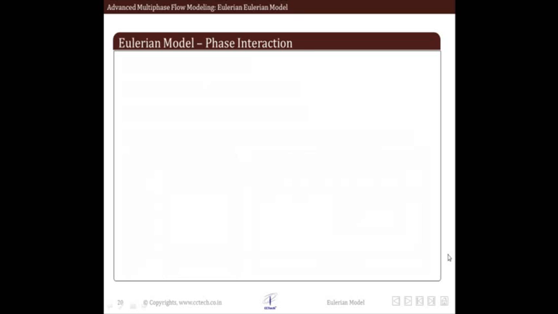The next phenomenon that we have to consider is virtual mass force. This captures relative acceleration between different phases. Now it is a tricky term and we have to know when to include this virtual mass force and when to neglect it.